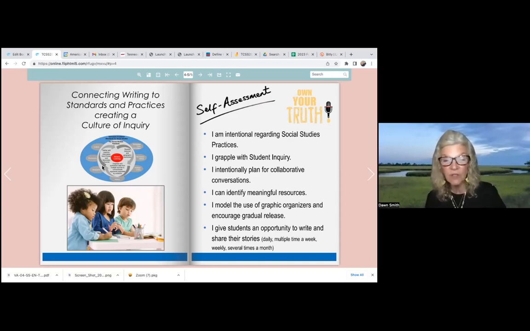And are those opportunities done daily? Are they done a couple of times a week? Are they done weekly? Or are they done several times a month? And I'm not making a judgment call on how often writing is done. I know in a perfect world, we would write every day, but sometimes that's not possible. Like, most times that's not possible. If you're able to do that in your classroom, I'm going to celebrate you today. I wish I was able to do that in the classroom, but if I got it in a couple of times a week, I felt like I was a rock star.